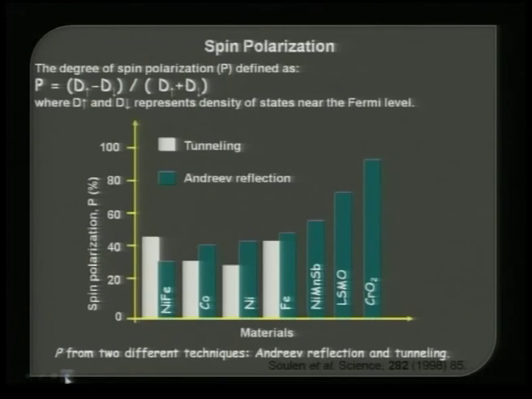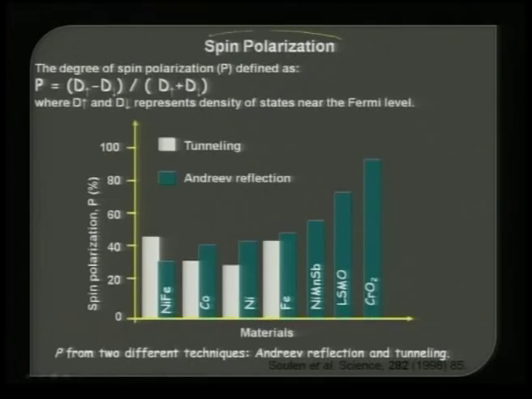If we have different spin bands, then the first question that I would like to know is what is the spin polarization of these ferromagnets I am using. The definition for spin polarization is the density of the upspin states minus the density of the downspin electrons, divided by the density of the upspin plus the density of the downspin, where D plus and D minus represent the density of states near the Fermi level.